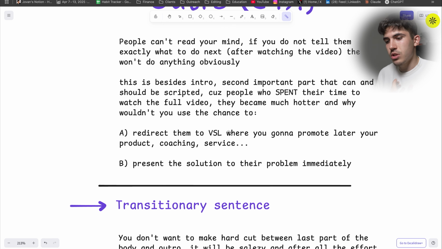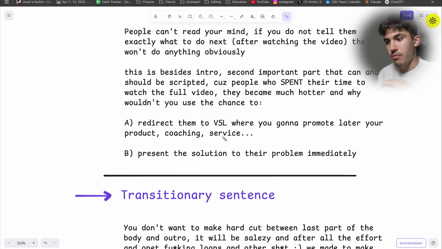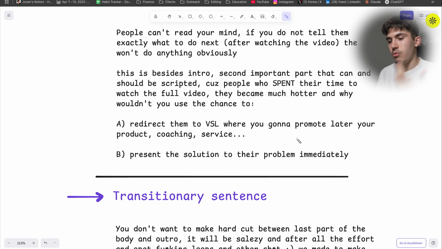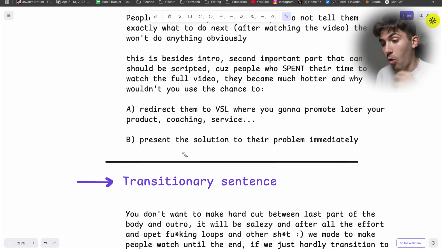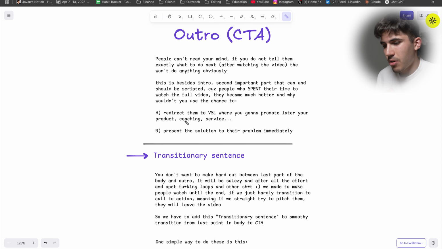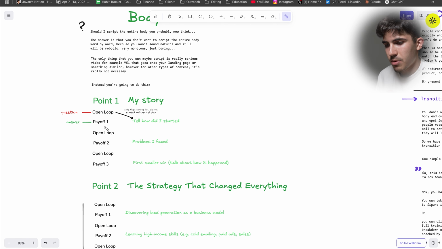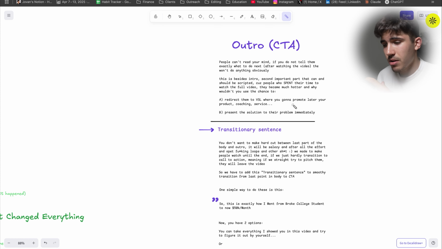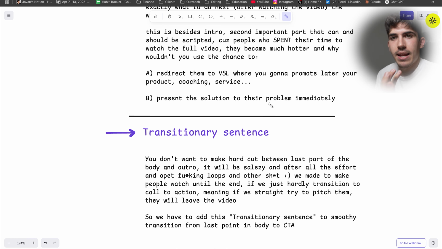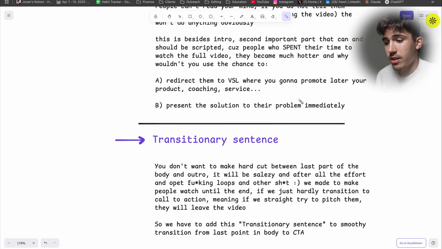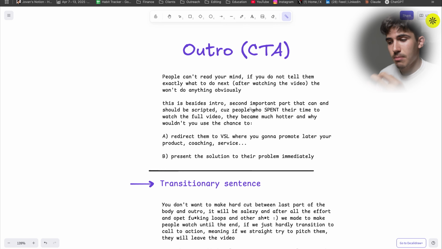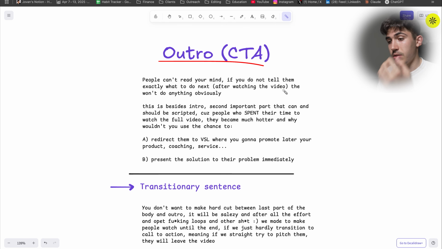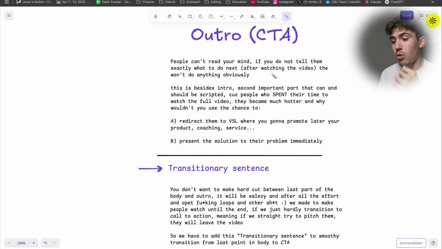And why wouldn't you use the chance to redirect them to some VSL page where you're going to promote your product, coaching or service, whatever, or you can immediately present the solution to their current problem and try to sell them here. So it's really dumb, making all this part with open loops, payoff, keeping them engaged throughout the entire video, and then just letting them click off and do nothing. Use the chance to get some benefit, to promote your product. And the way you're going to do this is through a call to action at the end.